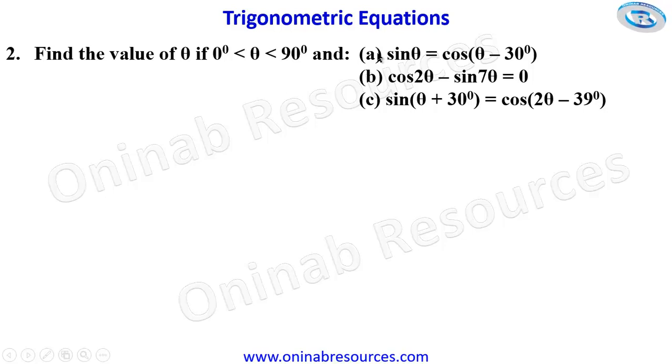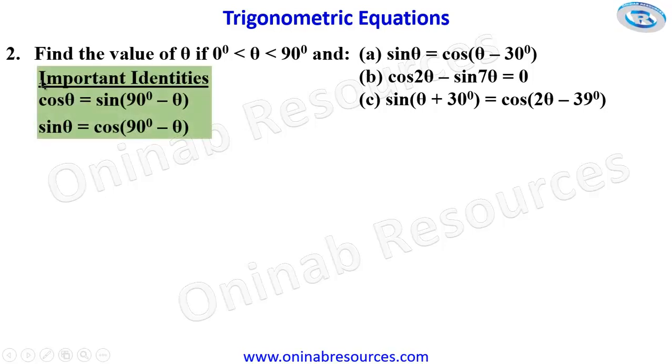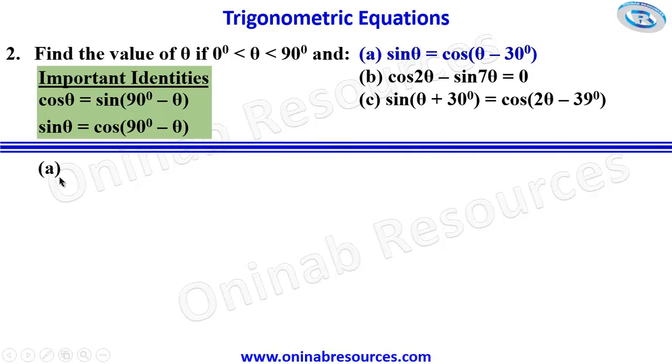Starting from A, but we still remember our important identities. So we start with A. For A, we have sine theta is equal to cos theta minus 30 degrees. We look at this identity again.